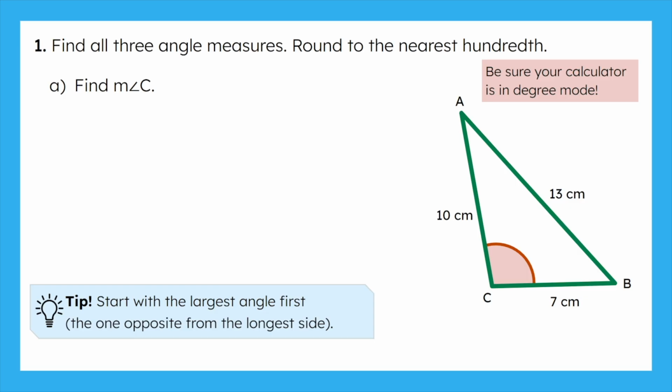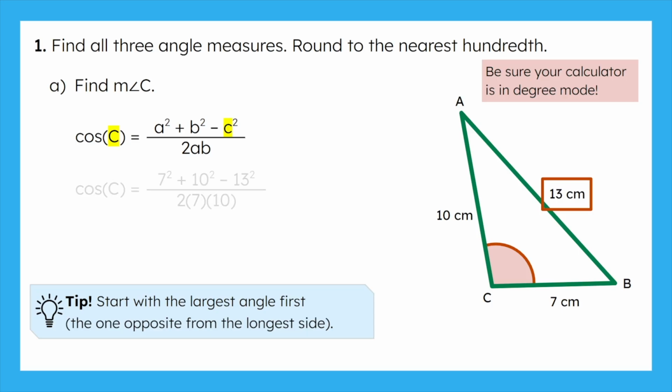So let's grab the law of cosines formula that'll help us find the measure of angle C. Cosine of C equals a squared plus b squared minus c squared, all over 2ab. Before we start substituting values, what was the one thing we needed to be cautious about? Right, we need to be sure that the side we're subtracting, c squared, is the side that's opposite from the angle we're trying to find, angle C. So, let's start substituting. Cosine of C equals 7 squared plus 10 squared minus 13 squared, all over 2 times 7 times 10. I used my calculator to get cosine of C equals negative 20 over 140.